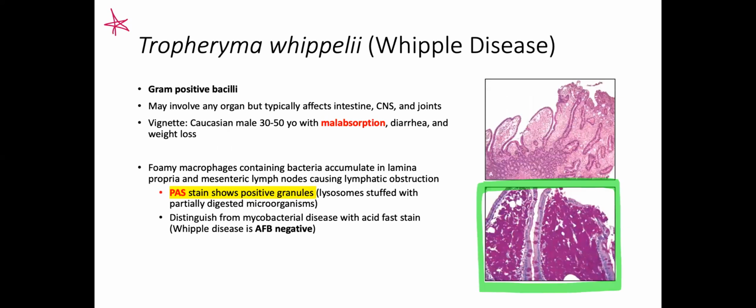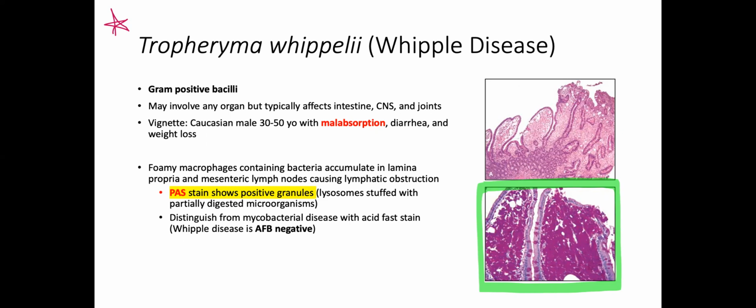Okay, Whipple's disease. I don't know why, but this is like my favorite. I have no reason to think this is my favorite, but it is. It's caused by gram-positive bacilli. And in the vignette, you'll see a Caucasian male, 30 to 50, with malabsorption, diarrhea, and weight loss. They do a biopsy, and it shows PAS-positive granules.